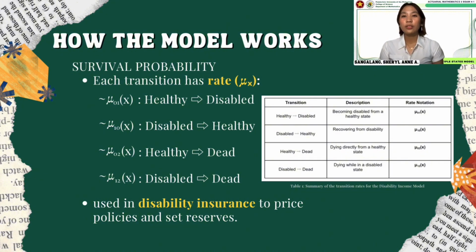This model is crucial to insurers offering disability income products. It helps in determining appropriate premiums based on the likelihood of disability, recovery, and death. It also aids in setting aside funds to pay future disability benefits, considering the probability of various transitions.